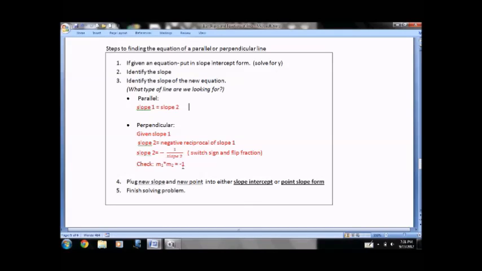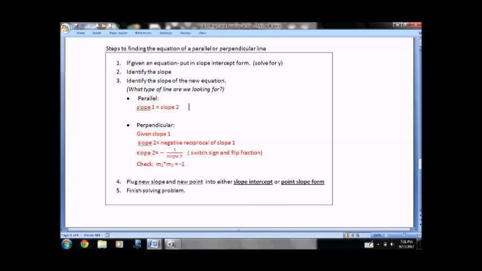Whenever you're trying to find an equation for a parallel or perpendicular line, you want to follow the steps listed here. If given an equation, solve for y and put your line in slope-intercept form. We do this because it's very easy to identify your slope, which is your second step. Third, write out your new slope. If it's parallel, your slope is the same. If it's perpendicular, you flip your number and switch the sign.